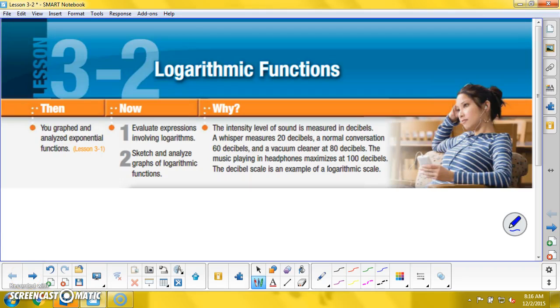Part 1 of Lesson 3.2 is on logarithmic functions. The first objective is to evaluate expressions involving logarithms and just understand the purpose of logarithms. And then objective 2 is to sketch and analyze graphs of log functions.